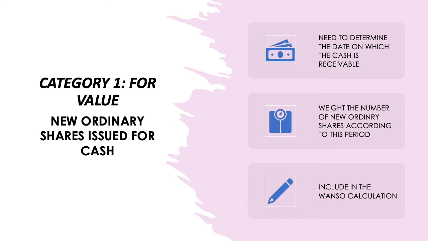Once you have established the date that the cash is receivable, you need to weight the number of ordinary shares according to the period from the date that the cash is receivable to the end of the financial year. Once you have weighted the new ordinary shares, they can then be included in the calculation of the WANZO. Let's take a look at a simple example so that you can familiarize yourself with the layout of the WANZO calculation.